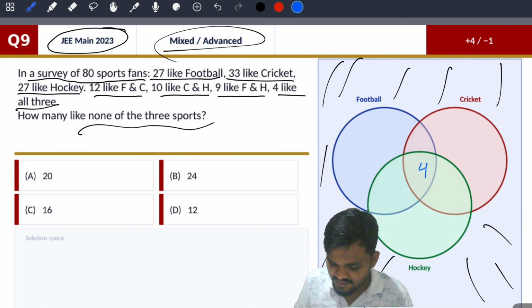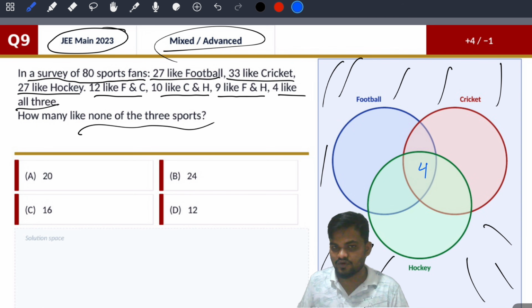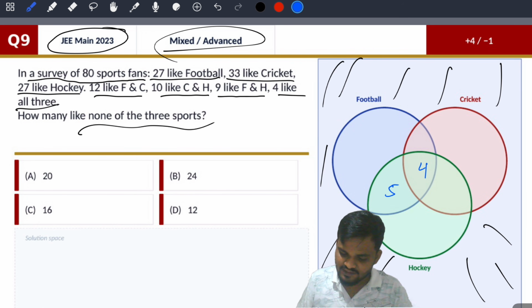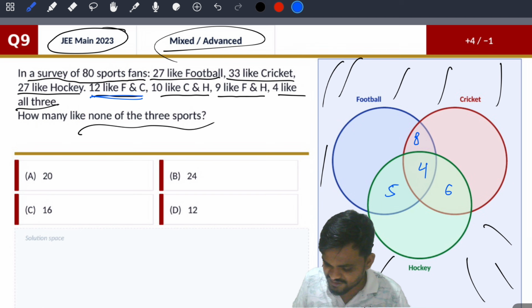Then 9 like football and hockey. Football, hockey 9. Out of 9, 4 already taken. That means this is 5. Then 10 like cricket and hockey. Out of 10, 4 already taken. That means this is 6. Then 12 like football and cricket. Out of 12, already 4 taken. That means this is 8.